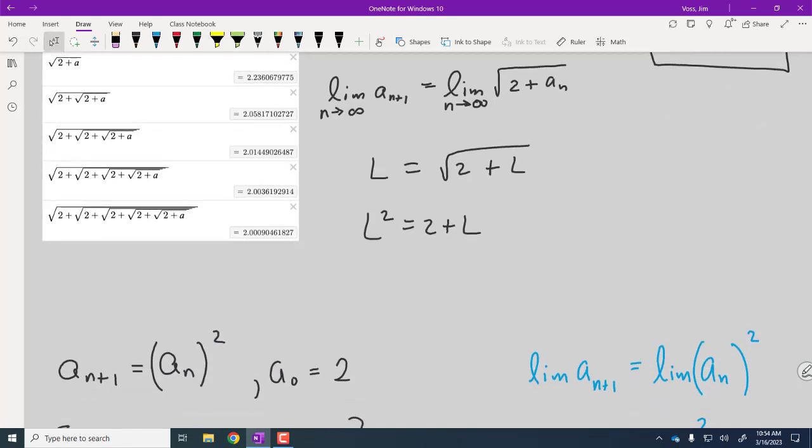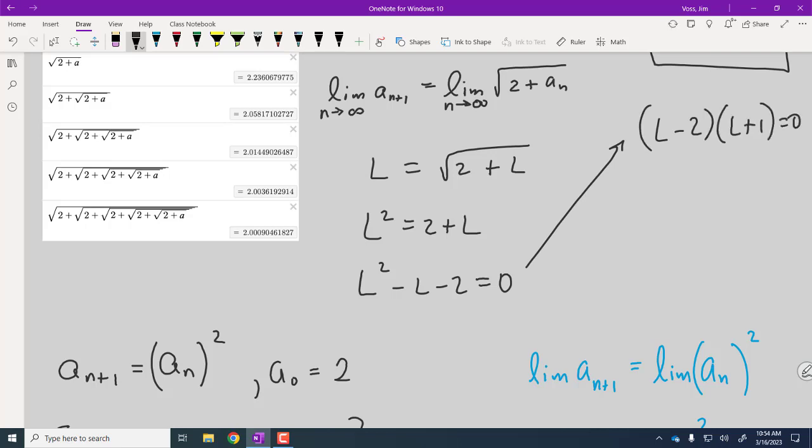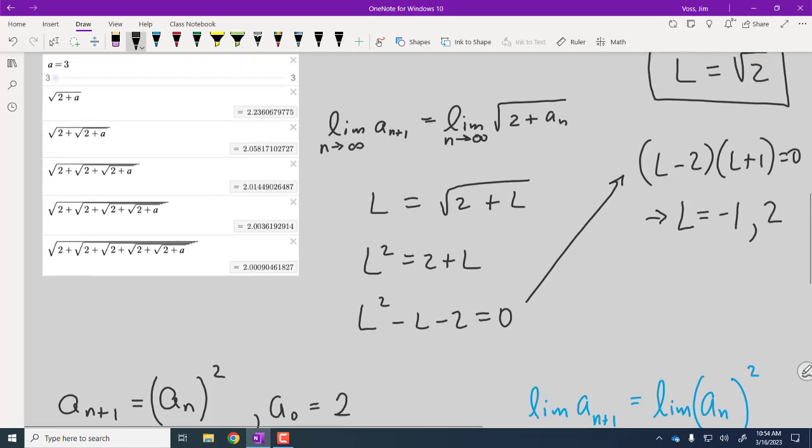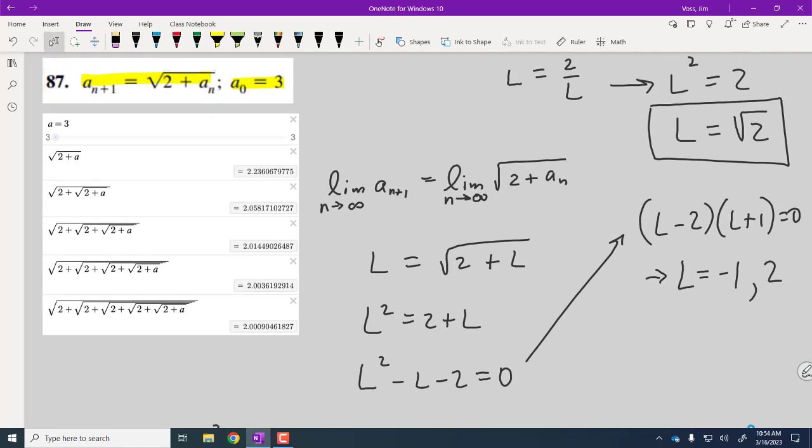We move everything to one side, so we'll have L squared minus L minus 2 equals 0. We factor it. We get L minus 2 and L plus 1. So this tells us that there are two possible answers, -1 or 2. The values of this sequence are never negative, so we rule out -1, and this shows us that the limit is in fact 2. So if the sequence does converge, this will find the limit.